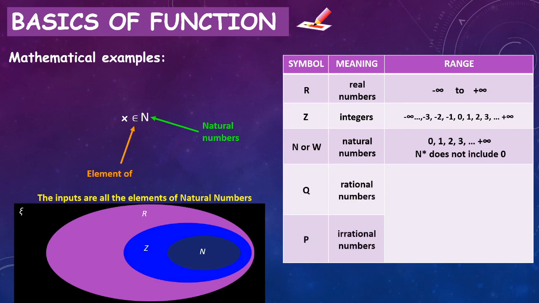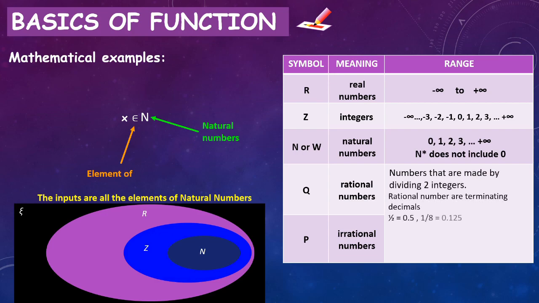Q and P are rational and irrational numbers. They are made by dividing two integers. If you divide two integers and get a terminating decimal, then this is a rational number. Terminating decimals are decimal numbers with a finite number of digits. For example, if you divide 1 over 2, you get 0.5. And if you divide 1 over 8, you get 0.125. Both of these decimals have a finite number of digits.